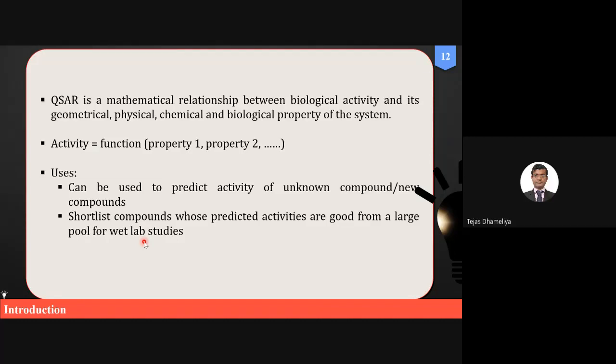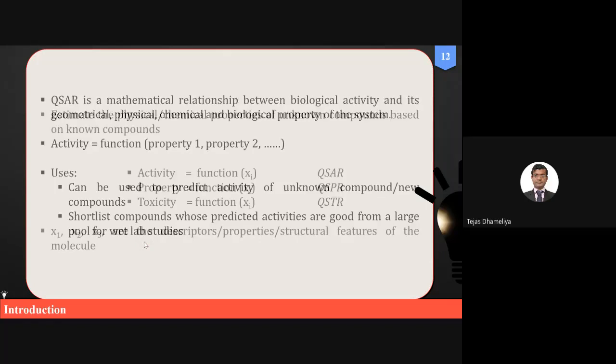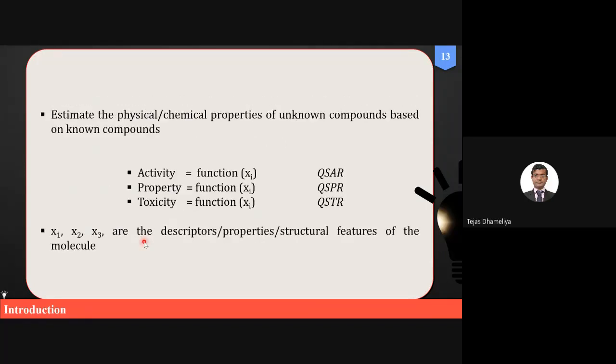So similarly, QSAR can be used to shortlist the compounds. If we have a large library of compounds and we want to select which compound is going to react or which compound is going to be more active, then this kind of technique can be used. Three types of quantitative relationships, depending upon whether the structure is compared with activity, property, or toxicity, can be classified respectively as QSAR, QSPR, and QSTR: activity relationship, property relationship, and toxicity relationship.